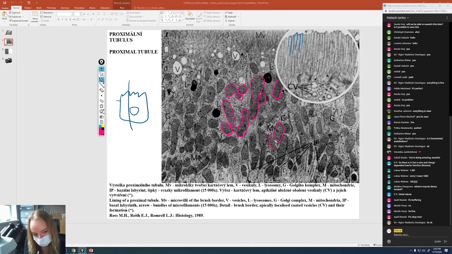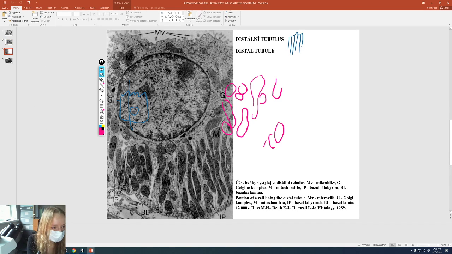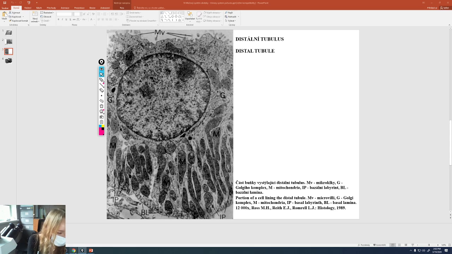Many mitochondria. And this structure down here is of course the basal labyrinth. So many mitochondria, basal labyrinth, brush border, some vesicles for transportation and stuff. So this is how it looks like here.